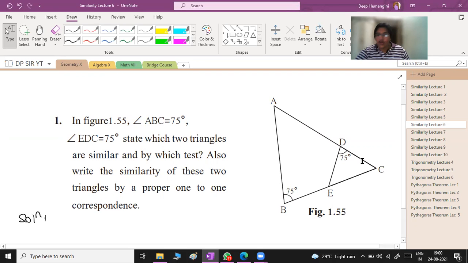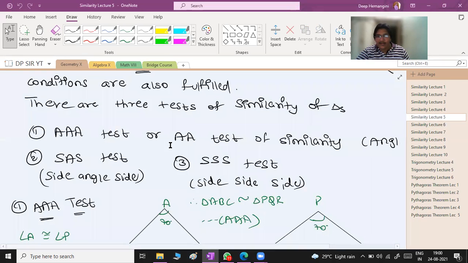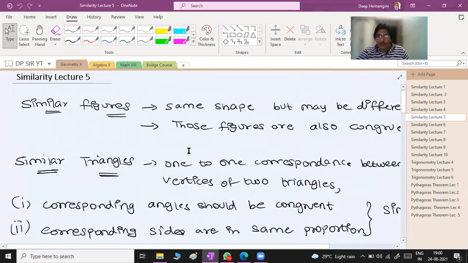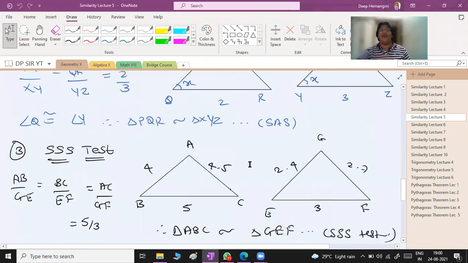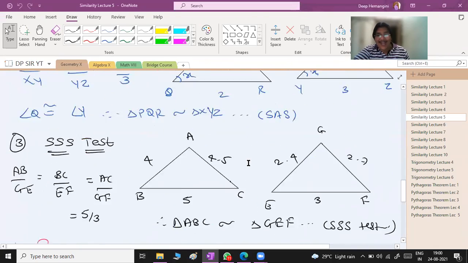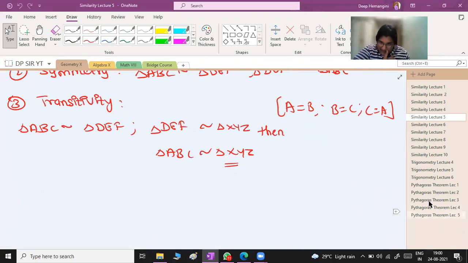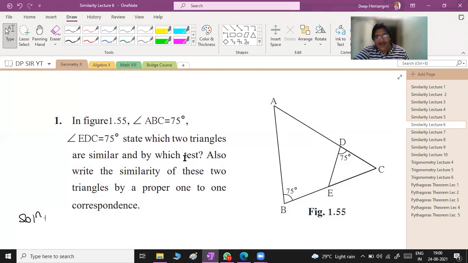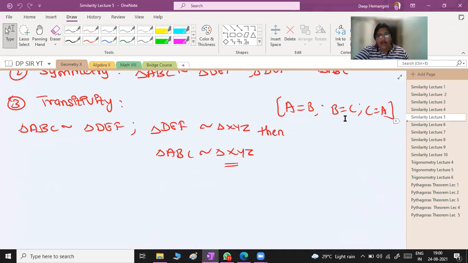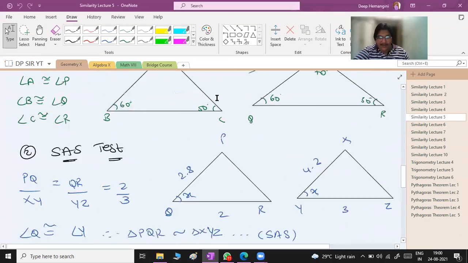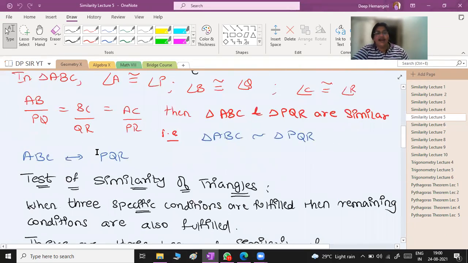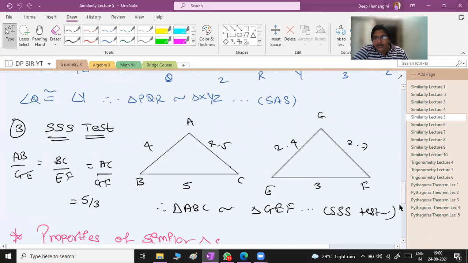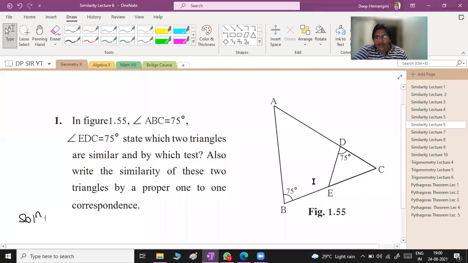Okay, so we'll start. The prerequisites of this exercise are covered in lecture 5. So if you have missed it, you can go to the playlist of your 10th SSC geometry and you will find the recording for lecture number 5. Today we are going to start with the exercise. I'm just repeating if you have missed anything: we have just covered the tests for similarity and a few properties of similar triangles, and on the basis of that, today we are going to solve questions.